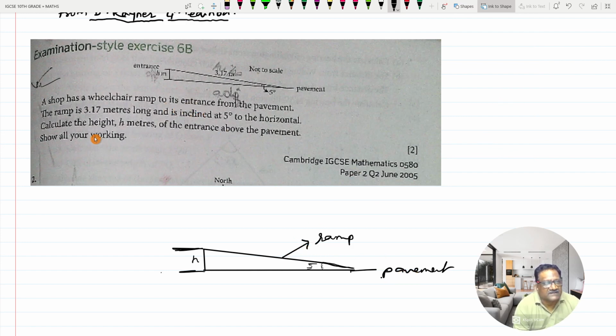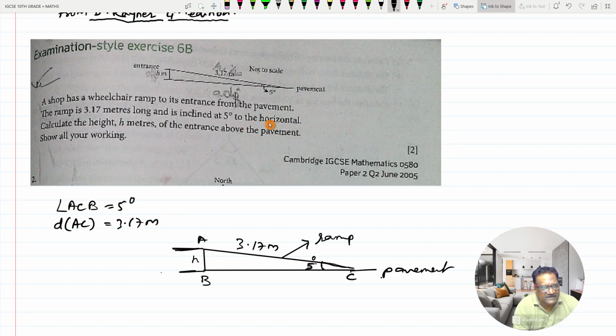Now further he says the ramp is 3.17 meters long. So if I name it A, B, and this point as C, so this AC, that is the length of the ramp, is 3.17 meters, right? And it is inclined at 5 degree to the horizontal. So this angle is 5 degree. That is also given. So angle ACB is given as 5 degree, and the side, or you can say distance AC, is given as 3.17 meter.